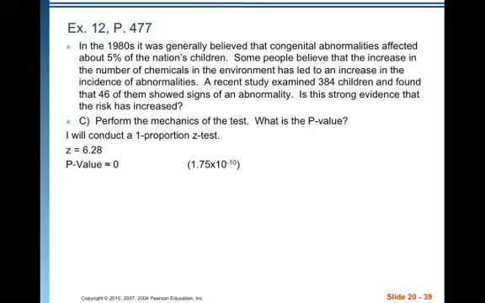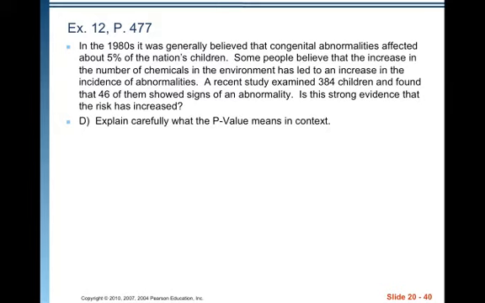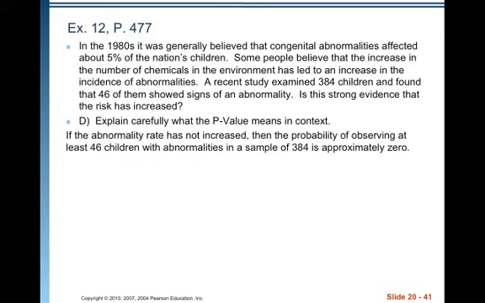That's pretty surprising. Well, our p-value is about 0. It's 1.75 times 10 to the negative 10. So that means it's extremely unlikely to happen if the null hypothesis is true. Explain carefully what the p-value means in context. If the abnormality rate has not increased, if it is still 0.05, so we're saying if the null hypothesis is true, then the probability of observing at least 46 children with abnormalities in a sample of 384 is approximately 0.